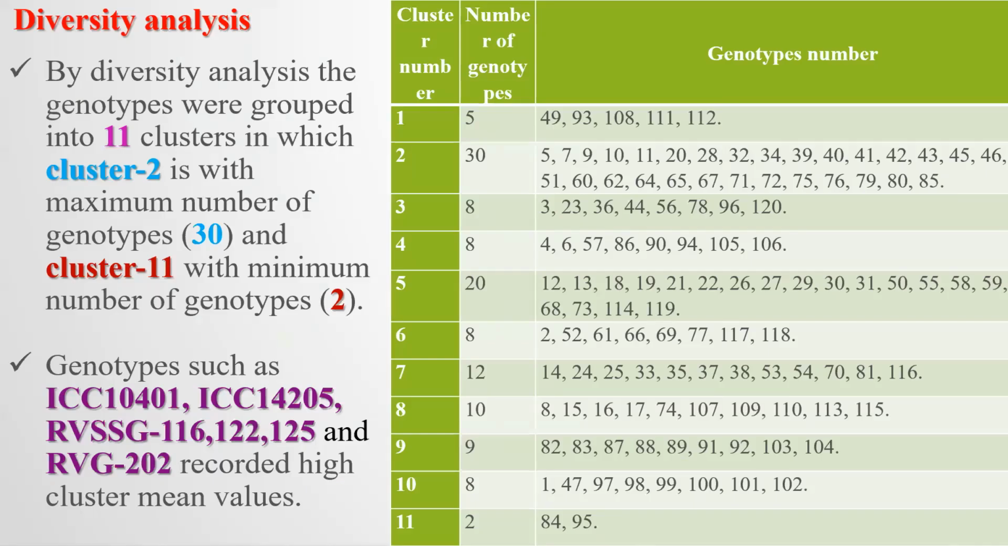In the genetic diversity analysis, all 120 genotypes were categorized into 11 clusters. Among these 11 clusters, cluster 2 had the maximum number of genotypes, 30, and cluster 11 had 2 genotypes. ICC 10401, ICC 14205, RVSSG 116, RVSSG 122, RVSSG 125, and RVG 202 recorded high cluster mean, meaning a high amount of variability was present in these genotypes, and they can be further used.